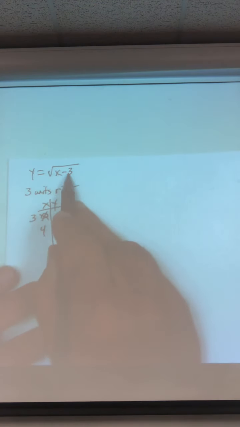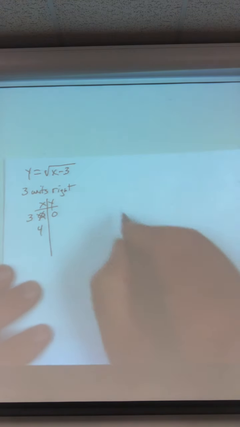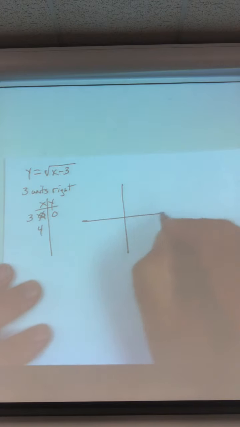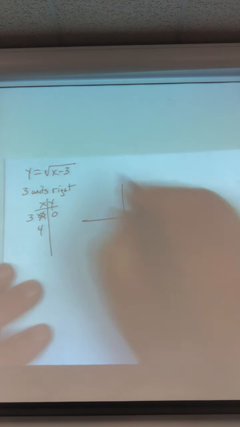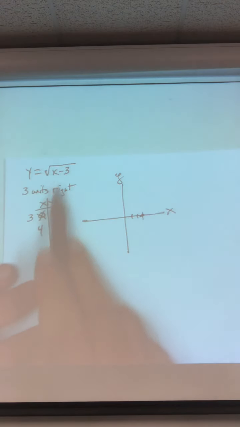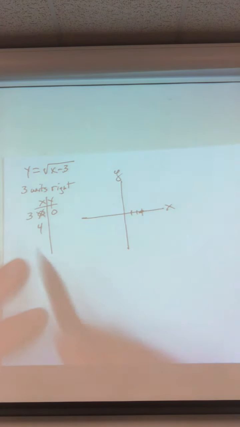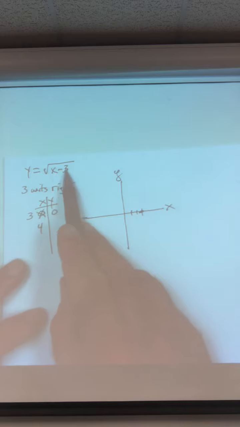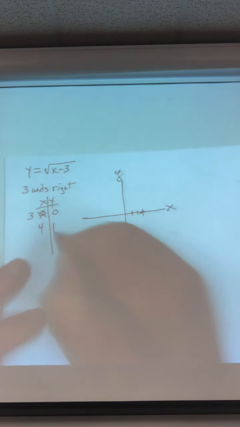What's 3 minus 3? 0. What's the square root of 0? 0. So see, when you plot this point, the graph starts right here now. So that's 3 units to the right. Now plug in 4. What's 4 minus 3? 1. What's the square root of 1? 1.